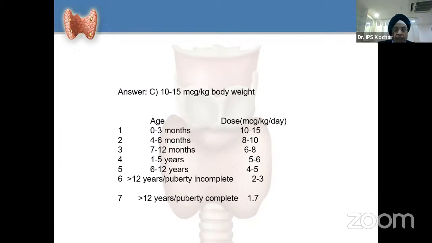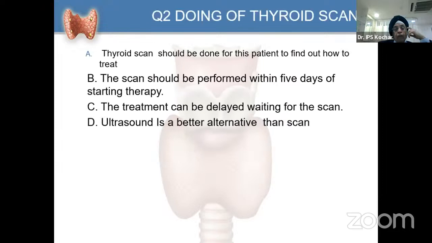So if the baby is 4 to 6 months, 8 to 10 micro; if the baby is 7 to 12 months, 6 to 8 micro; 1 to 5 years, 5 to 6 micro; 6 to 12 years, 4 to 5 micro; greater than 12 years, pubertal grade 2 to 3, 2 to 3 micro; greater than 12 years, pubertal grade 1, 7 micro. The thyroid scan should be done for this patient to find out how to treat.